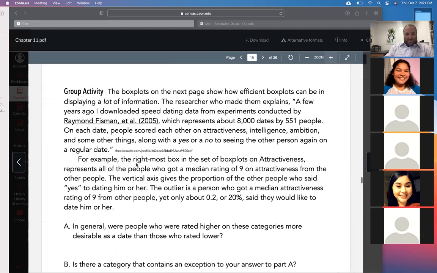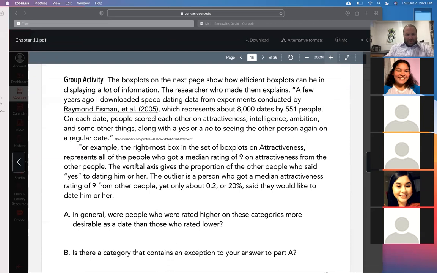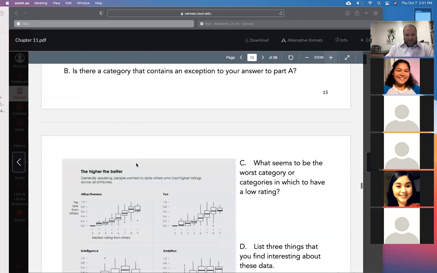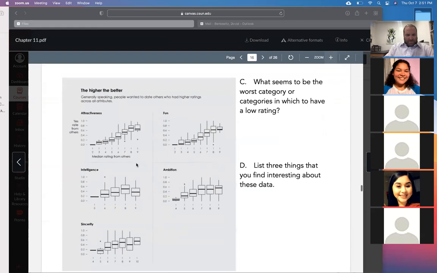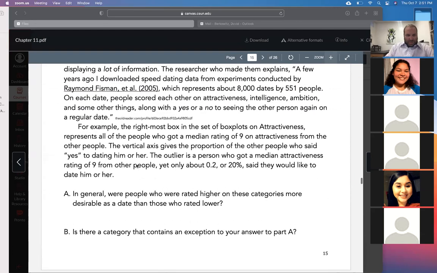So, group activity. We don't have people here for groups, so we're probably going to skip this one too. Yeah, we'll skip that one. Oh, this one. I remember this. Okay, we can do this one.